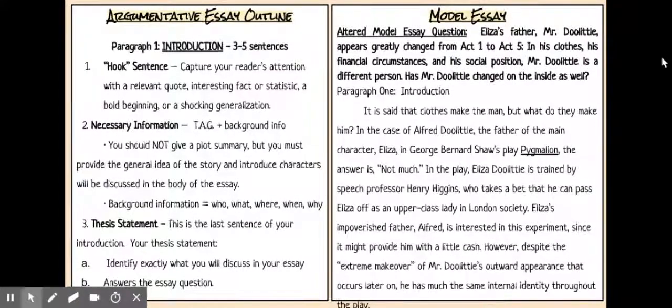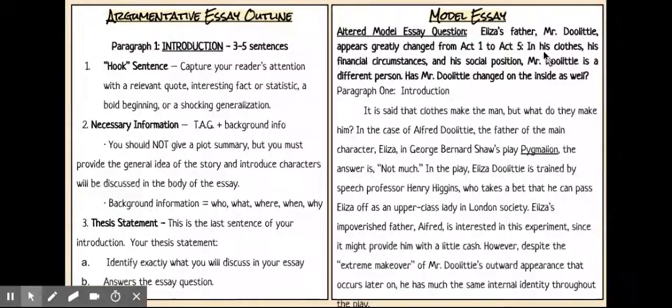Ms. Delau here. The purpose of this video is to help you check over your introduction paragraph for your argumentative essay. On the left side of the screen, you will see the notes for the 3 parts of your introduction paragraph. These notes should look familiar to you because this is what we went over in class today. On the right side of the screen, you will see a model essay.